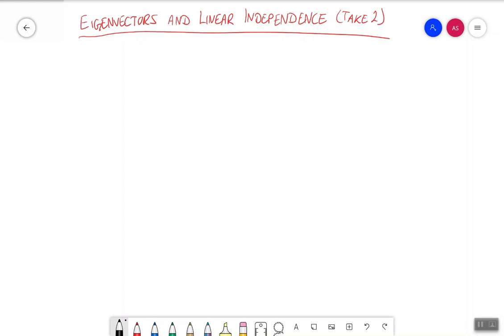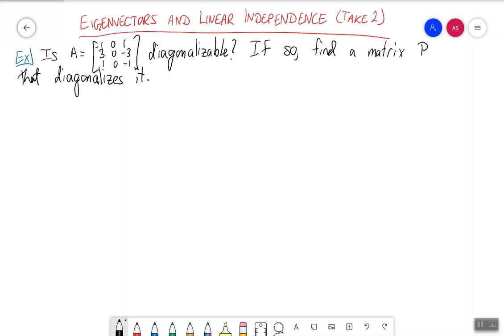Consider the following example. Is A, equal to this matrix, diagonalizable? And if so, find a matrix P that diagonalizes it. In the video Multiplicities from lesson 3 of week 5, we found that the eigenvalues of this matrix are 0 with algebraic multiplicity 2 and -2 with algebraic multiplicity 1.